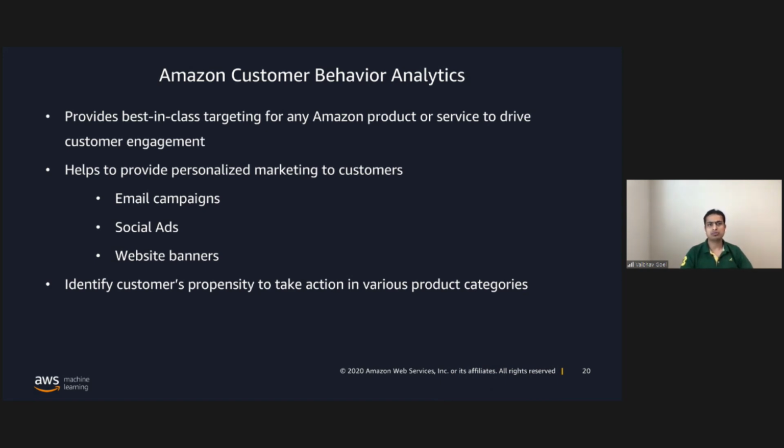And one way to do that is that we provide personalized marketing to customers via different channels like email, showing ads on social channels, and banners on Amazon Retail. To provide this personalized marketing content, we first identify customer propensity to take action across various products within Amazon. And that's where machine learning comes into the picture. If you can move to the next slide.